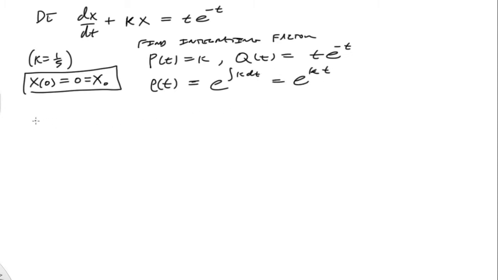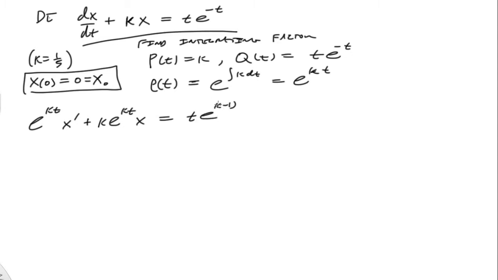All right, so now we multiply the integrating factor by everything. So we take our differential equation, and now we're going to multiply the integrating factor by everything. And what I've done there is, of course, e^(kt) times e^(-t) is equal to e^((k-1)t). All right, and that's just some algebra.